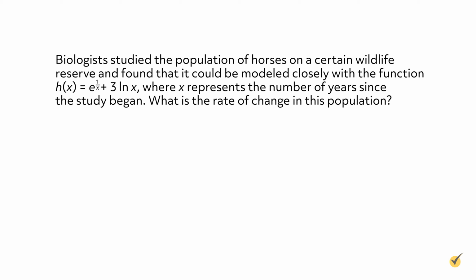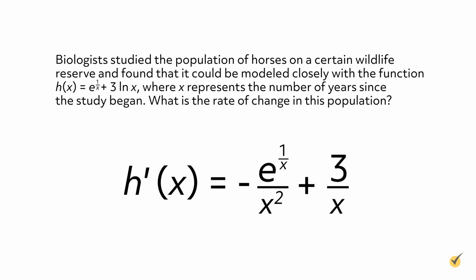Pause the video now to find the solution on your own. I hope you gave it your best shot. The correct answer is h prime of x is equal to negative e to the 1 over x squared plus 3 over x. Let's work through the problem together now.